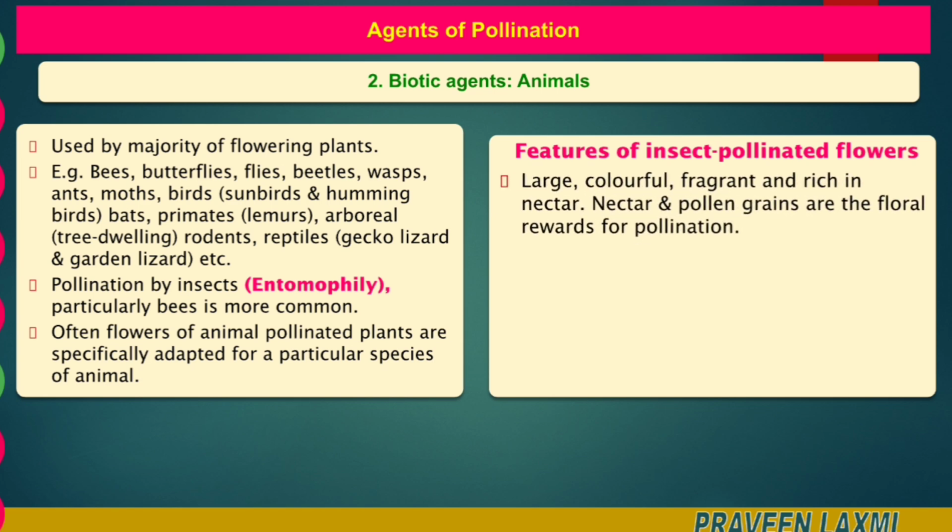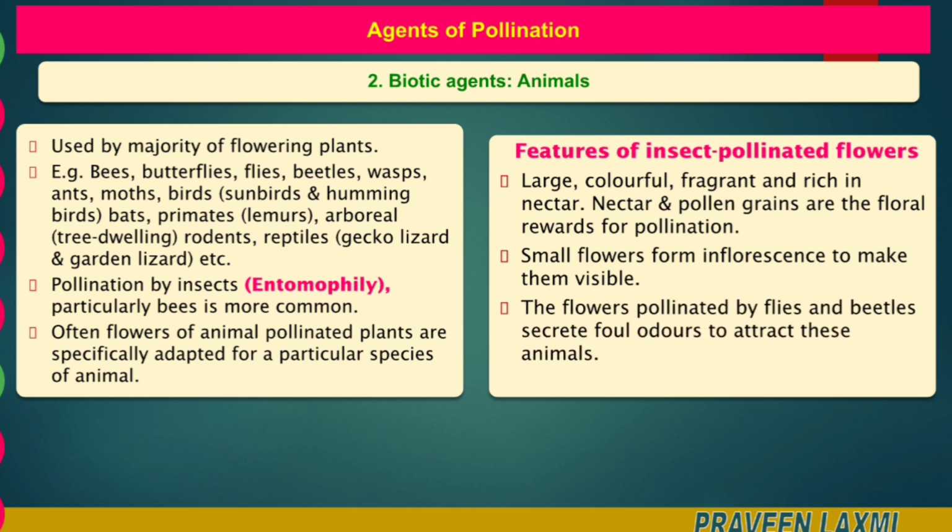Now we are going to see some of the features of insect pollinated flowers. The flowers here will be large, colorful, fragrant and rich in nectar. Nectar and pollen grains are the floral rewards for the pollinators. As a plant, what floral rewards are given to the animals? That is the pollen grain and the nectar. The small flowers form an inflorescence to make them visible.